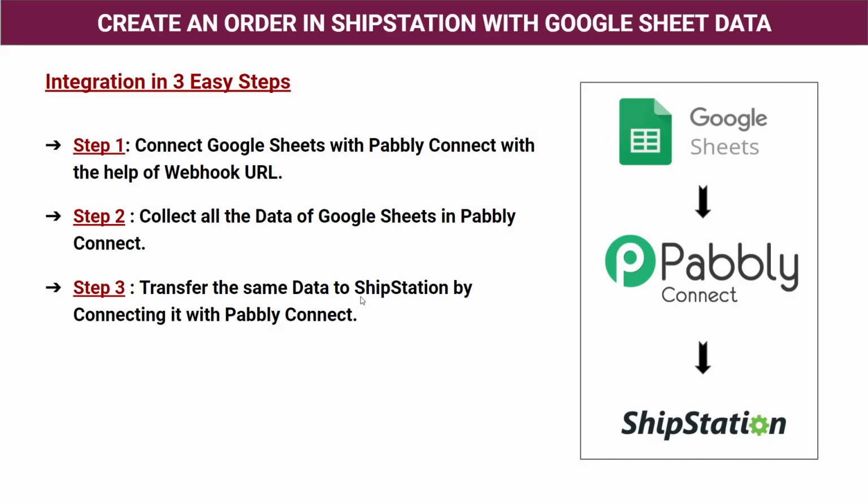In the third step, we are going to transfer the same data to ShipStation by connecting it with Pabbly Connect. So we will connect Pabbly Connect with ShipStation and then we are going to transfer the same data by Pabbly Connect to ShipStation. This means first we will connect Google Sheets with Pabbly Connect and then we will connect Pabbly Connect with ShipStation. So this is how our workflow will work. So let me show you how on my screen.